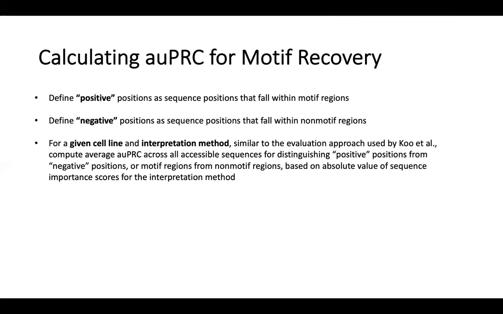To calculate AUPRC for motif recovery, we follow the method of Ku et al. For a given cell line and interpretation method, we compute the average AUPRC across all accessible sequences for distinguishing positive positions from negative positions, or motif regions from non-motif regions, based on absolute value of sequence importance scores for the interpretation method.